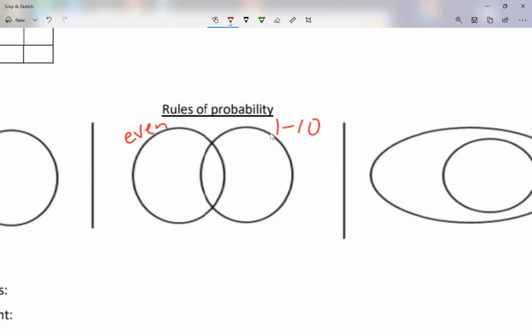So I could think of an even that is not 1 through 10. I said the number 12. Notice how it's inside the circle of even, but it's not inside the circle 1 through 10. I could also think, on this other side, of the number 5. It's a number 1 through 10, but it's not even. There are more numbers; I'm just doing an example of each. And then in between, where the two circles share, let me think of the number 4. It is even, and it is also 1 through 10. Again, there are more numbers in each circle, but that's basically what my Venn diagram means.